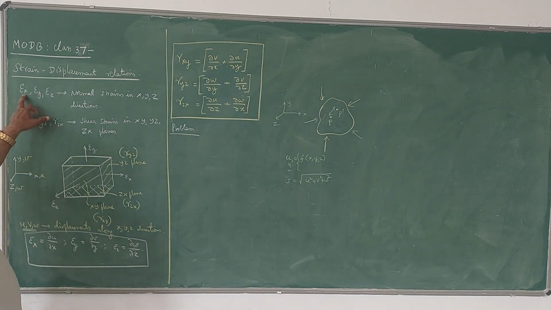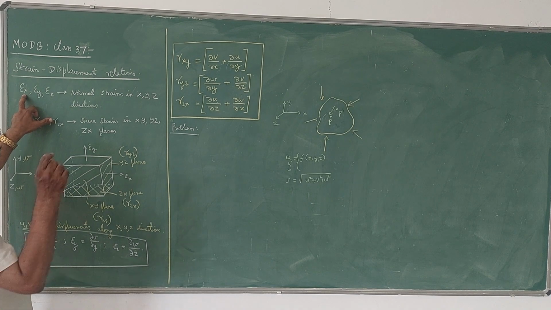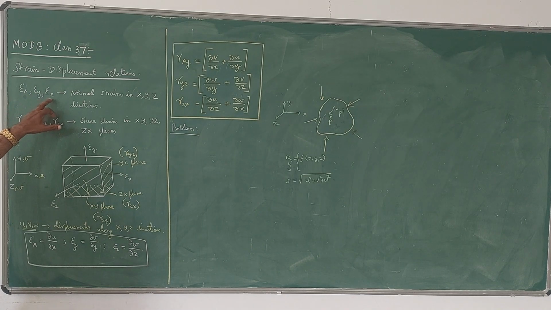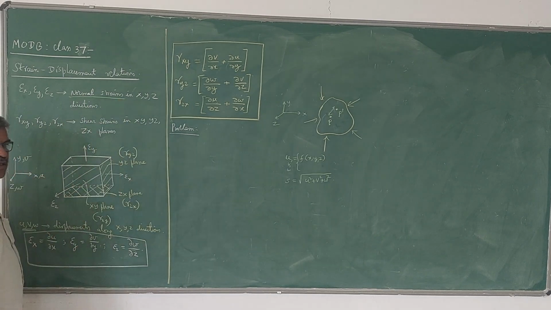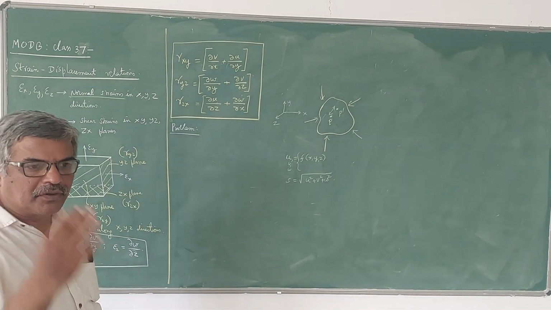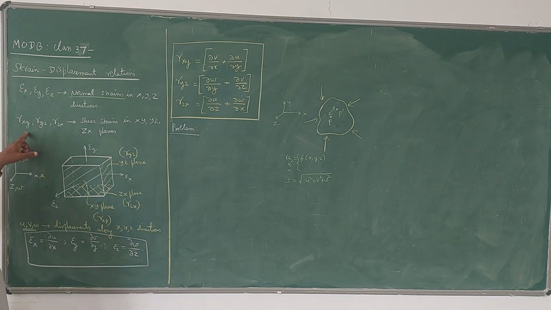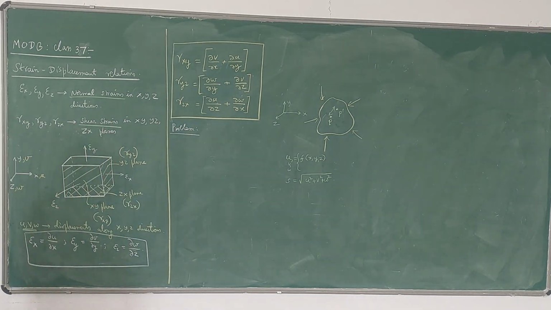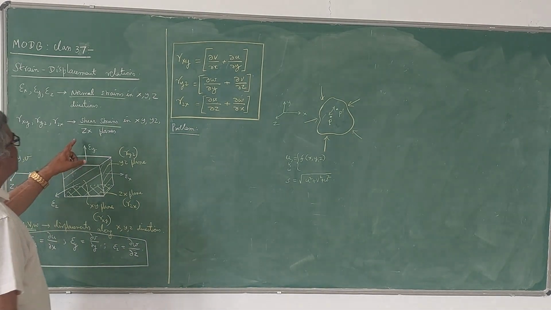There will be 6 strain components in total at a particular point in a 3-dimensional stress system. Epsilon x, epsilon y, epsilon z are called the normal strains, because they act perpendicular to the cross-sectional area along x, y, z directions. Similarly, you have shear strains: 3 components of shear strains, gamma xy, gamma yz, and gamma zx. They are the shear strains in xy, yz, and zx planes.